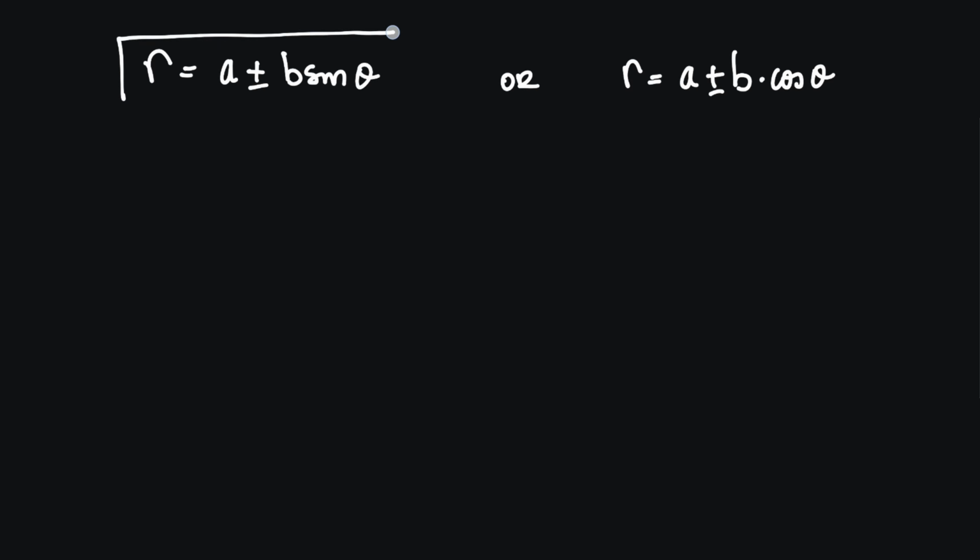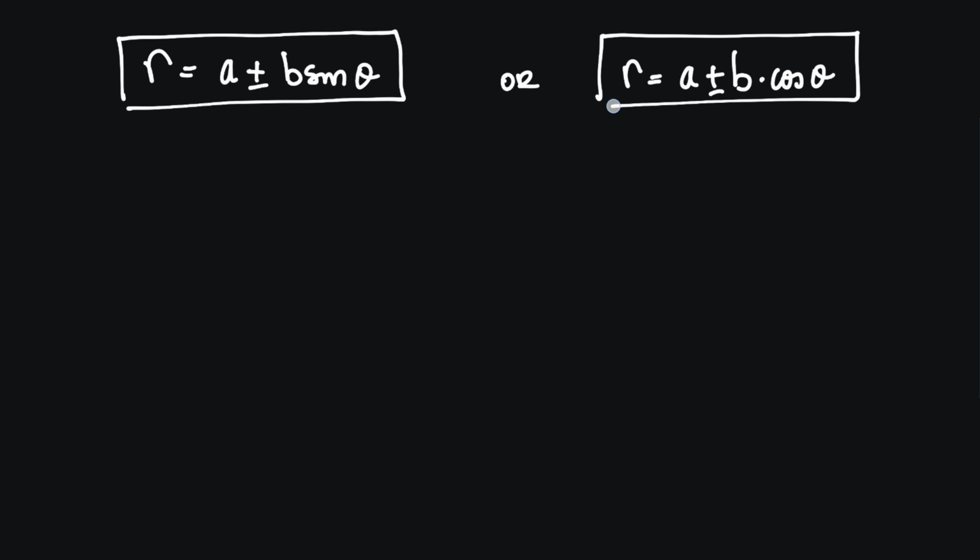R is equal to a constant added or subtracted to another constant that is going to be multiplied by sine of theta. Or R is going to be basically the same thing, a constant added or subtracted to another constant that is going to be multiplied by cosine of theta. These two forms will give us Limacons, and different kinds of Limacons actually.